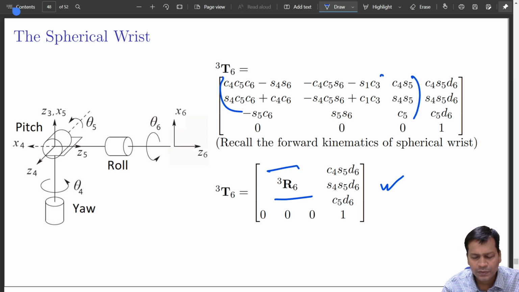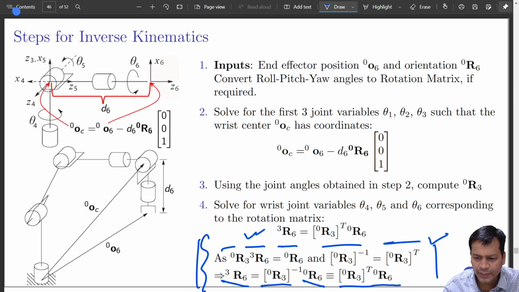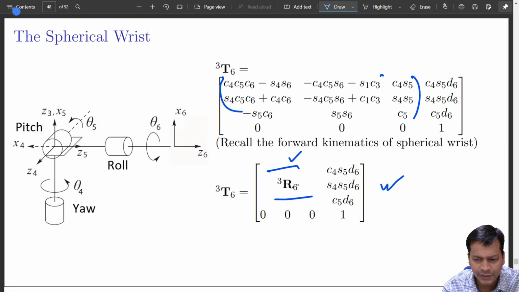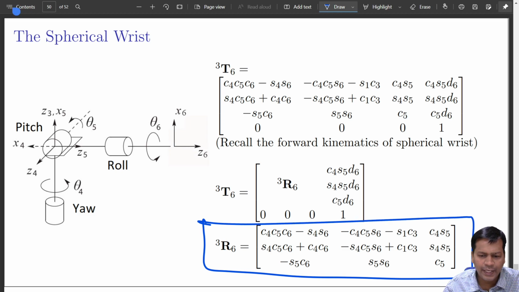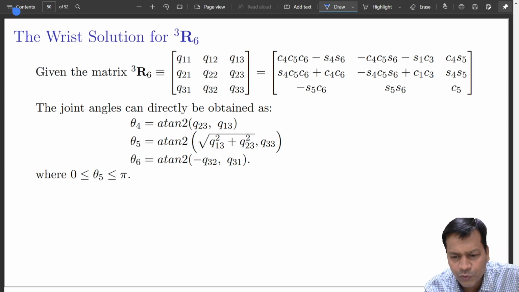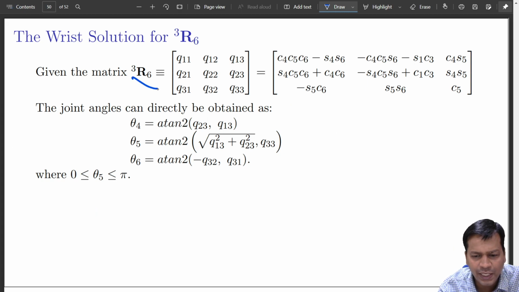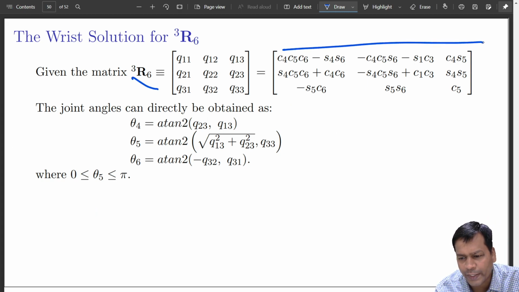And this is what you have obtained in my earlier slide. This is what we have obtained, 3R6. 3R6 is now known, so this can be equated to this. So 3R6 is this, and now I want to solve this. If this is 3R6, this is how it looks like.